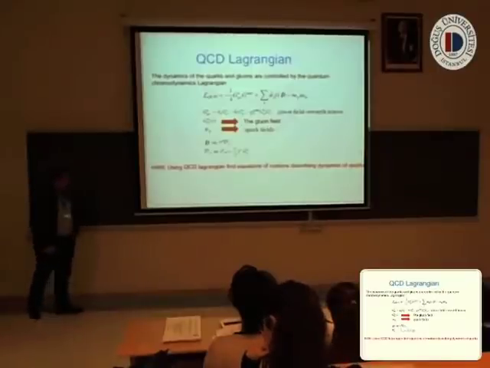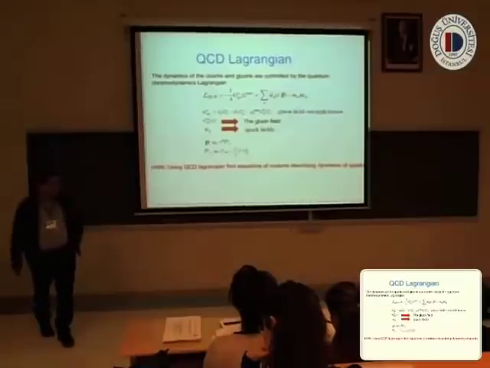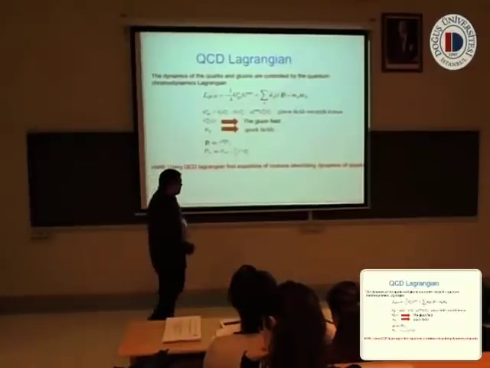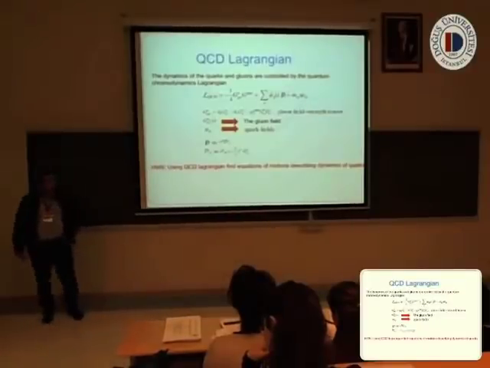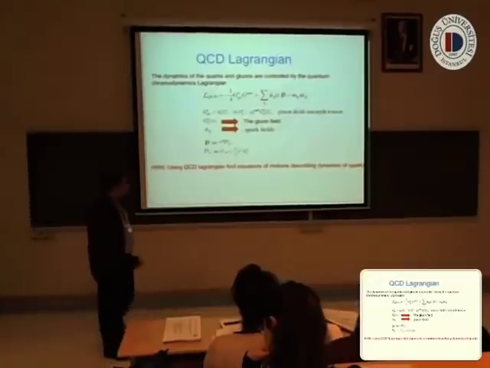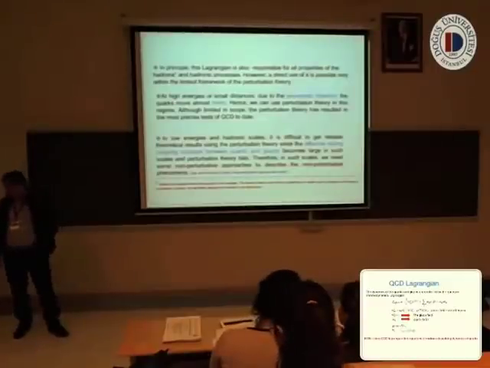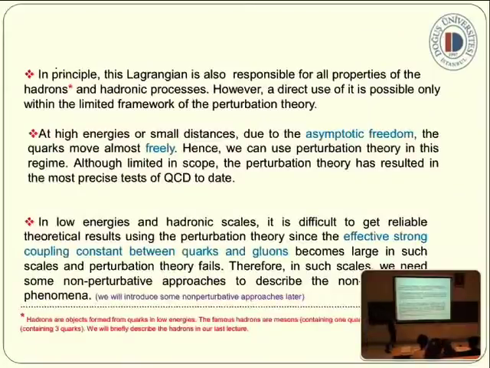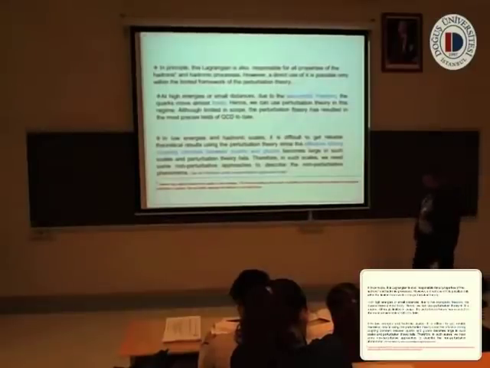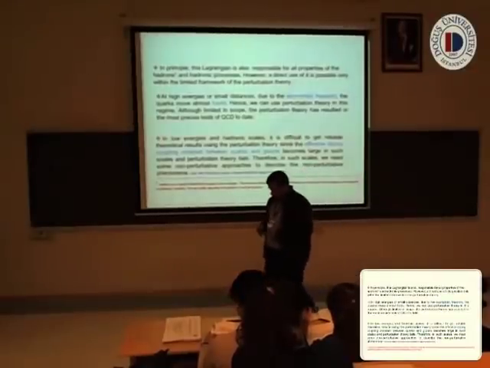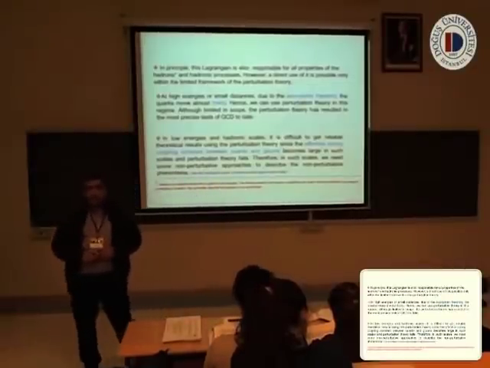So, as homework 6, using the QCD Lagrangian and equations of motion, find the equations of motion describing the dynamics of the quarks. You will learn how to find the equation of motion from the Lagrangian in QFT courses. So, in principle, this Lagrangian is responsible for describing the properties of the hadrons, the properties of hadronic decays and all processes at the hadron level. But unfortunately, it can be used only in the limited framework of perturbation theory.